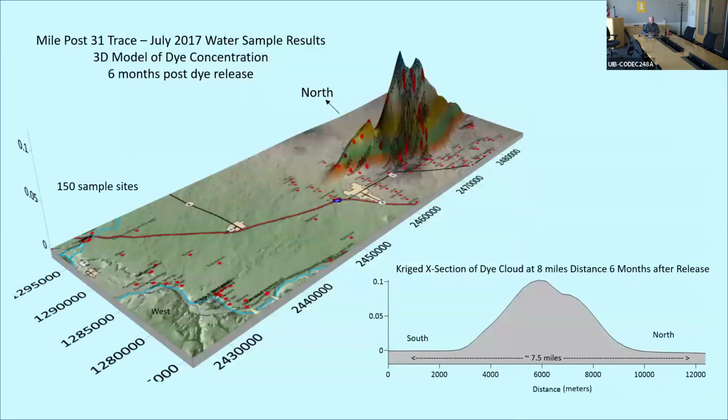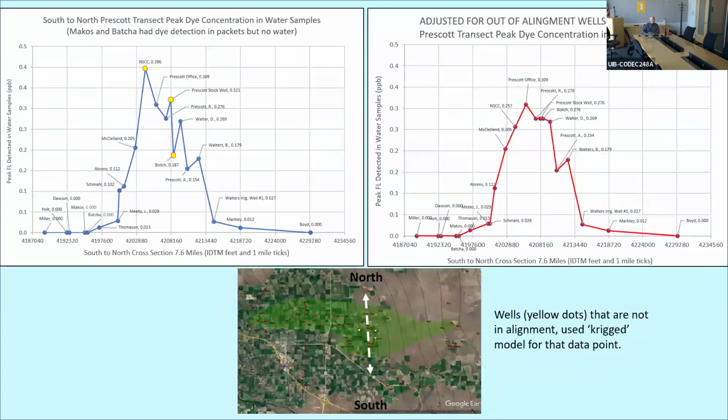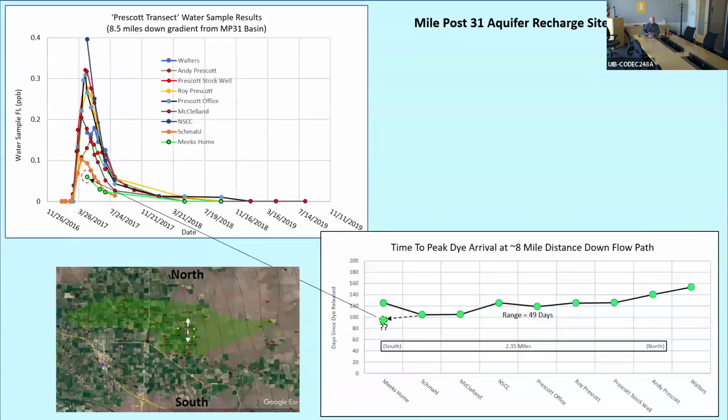So our heavy hitter is the milepost 31, where we have single peak breakthrough curves from numerous locations at great distances, and with some pretty good vertical information along with those. And we're not even getting multi-peak responses in a massive trace that's 8 miles long and 6.5 miles wide in the dye cloud.